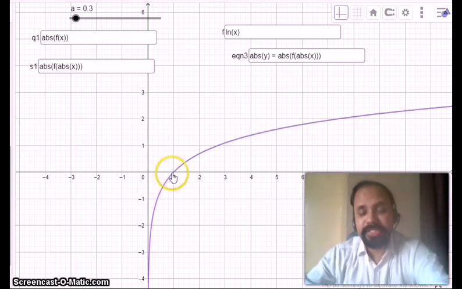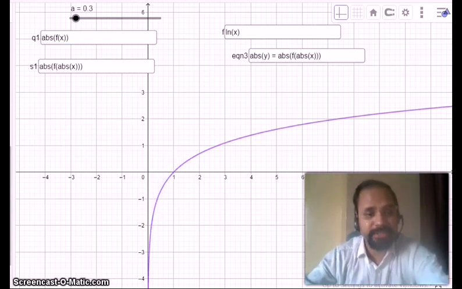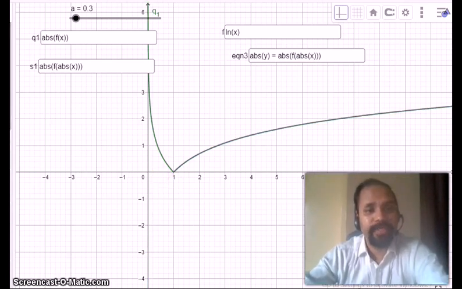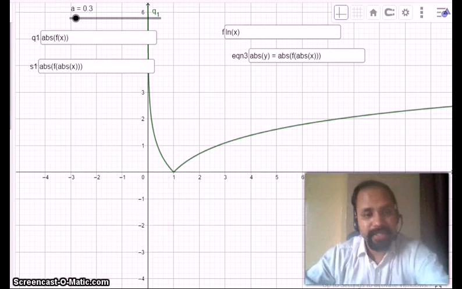Mod of f(x) means remove the part that is below the x-axis and draw the image of this, considering the x-axis as a plane mirror. Then this will be the graph. Okay, this is the graph of mod of log x. And then, second step, draw the graph of log of mod of x.